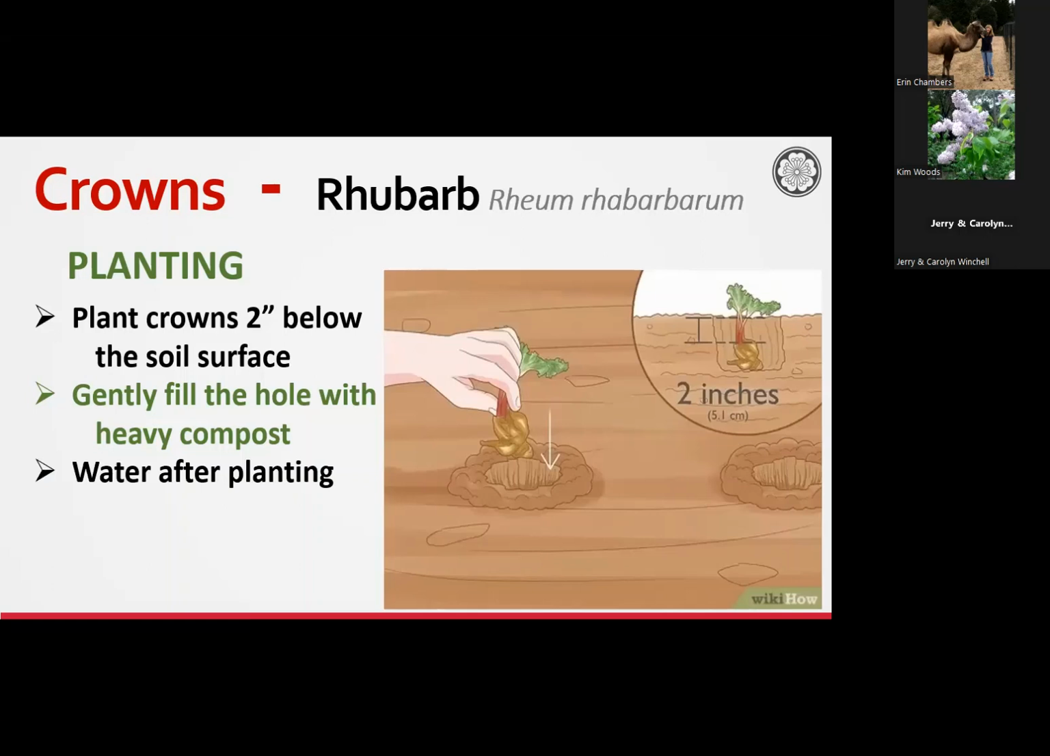Thoroughly water after planting. Ensure the crowns receive about 1 inch of water per week throughout the fall while the crowns are being established in preparation for spring emergence. And then cover the rhubarb bed with 3 inches of mulch during the winter.